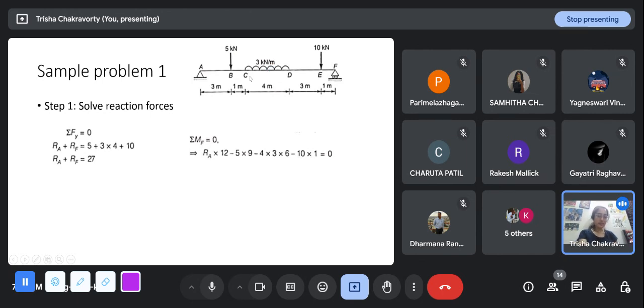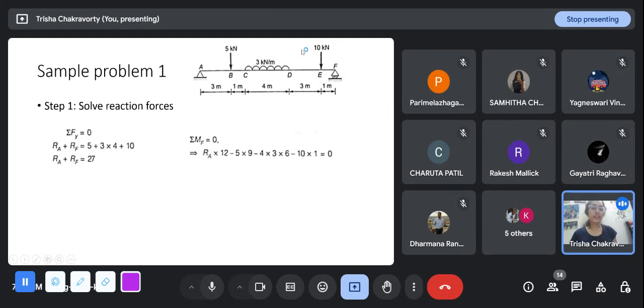Suppose the midpoint of C and D is M, then the length will be 1 plus 3 plus 2, because this is 4, so from the midpoint this will be 2. So 2 plus 3 plus 1, that will be 6. So 12 into 6, and again this is a negative moment since it is in the anticlockwise direction. And this is the last force, again anticlockwise, minus 10 into 1.